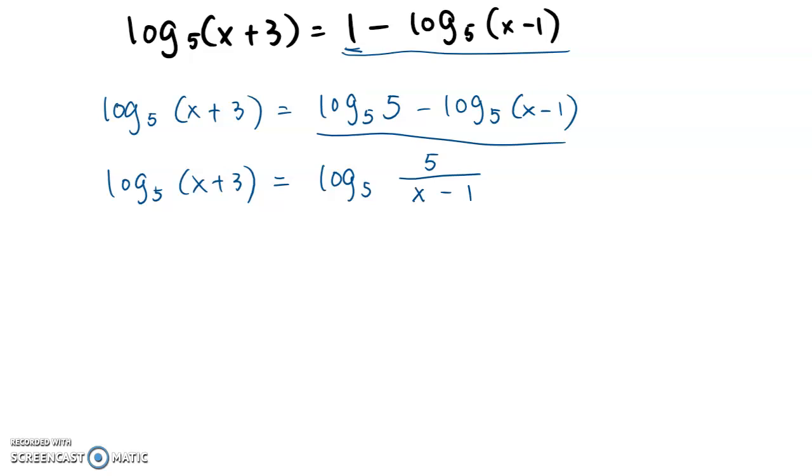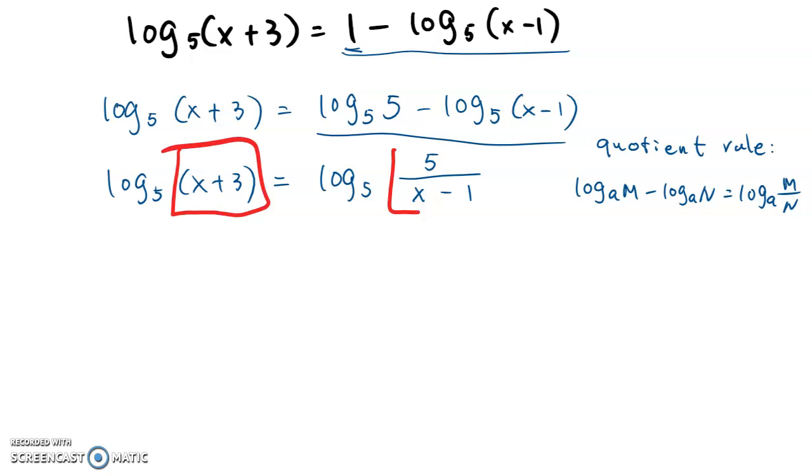And here I use the quotient rule, which is log with base a of m minus log with base a of n equals log with base a of m divided by n. Right, this is the quotient rule of logarithms. Okay, so now we have two logs with the same base, both with base 5, equal to each other, and we can say their arguments must be the same. So I can write the equation x plus 3 must be equal to 5 over x minus 1.